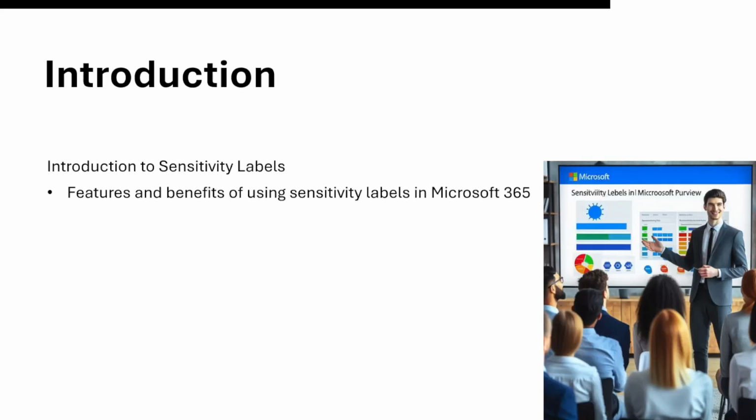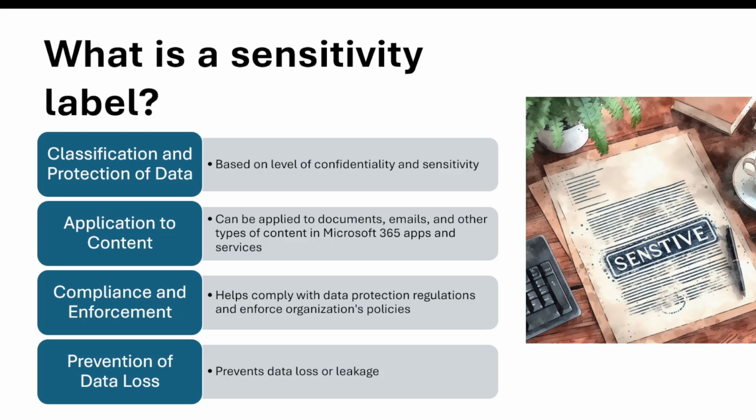So let's get started. So we are going to be exploring the features and the benefits of using sensitivity labels in Microsoft 365 in order to protect our data. So what is a sensitivity label? Well, a sensitivity label is a way to classify and protect your data based on its level of confidentiality and sensitivity. And you can apply sensitivity labels to documents, to emails, and other types of content in Microsoft 365 apps and services. And it could also help you to comply with data protection regulations, to enforce your organization's policies, and to protect against data loss or data exfiltration.